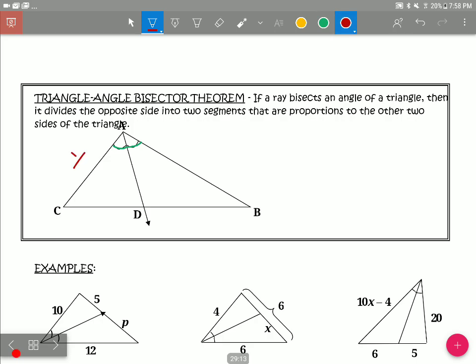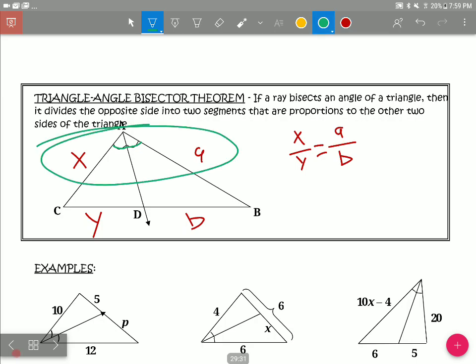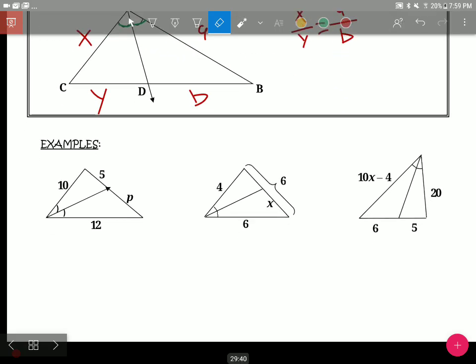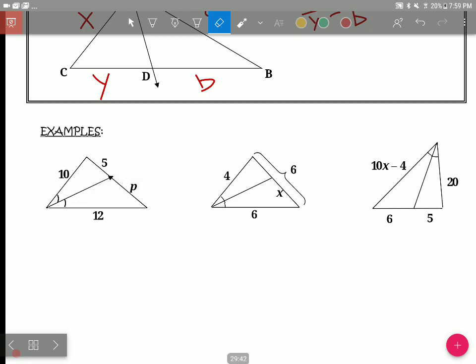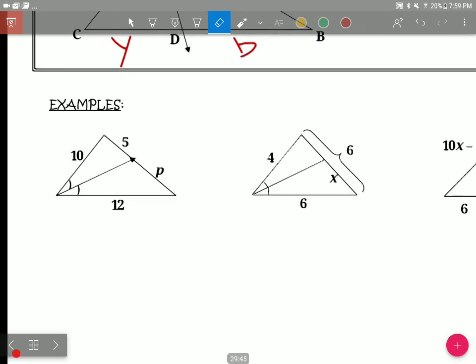So let's say x to y is proportional to a to b. So x is to y as a is to b, and you can flip those, put y over x, b over a. I'm pretty sure you can even do it this way: x over a is proportional to y over b. That would work as well. There are many ways you can work with proportions, but I like to put one side against the other. I just remember it easier that way.